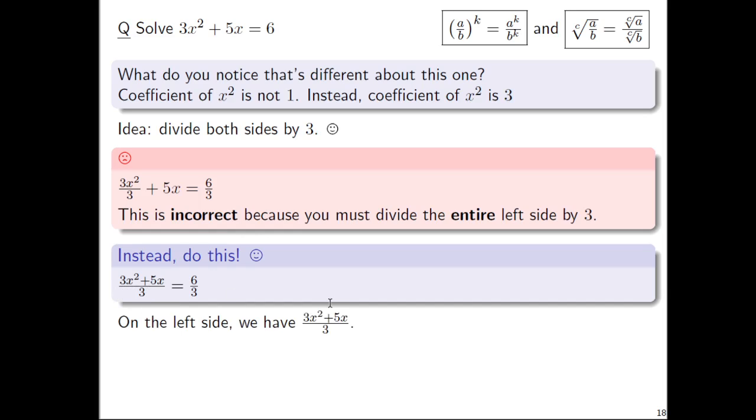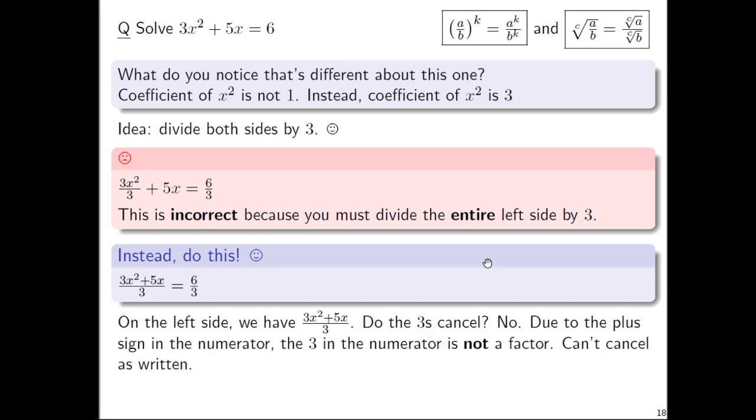6 over 3. On the left side, we happen to have 3x squared plus 5x over 3. So I'm just looking at the expression on the left side of the equation and asking, do the 3's cancel? Well, they don't, because of the plus sign in the numerator. So we have 3x squared plus 5x. The 3 in the numerator is not a factor. You can't cancel as written.